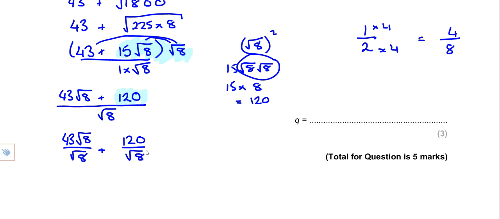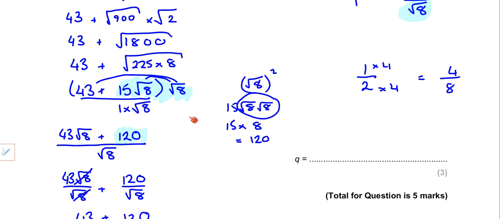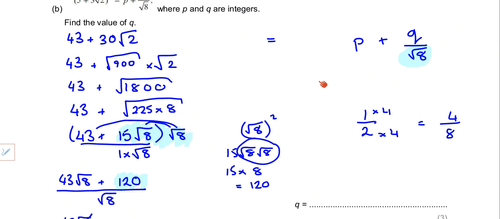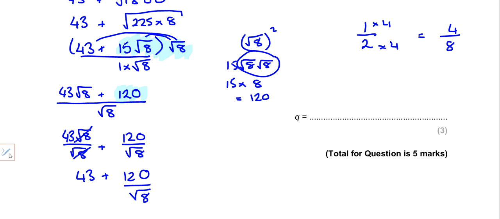That's 100% correct. Good. You know now, yeah? Does anyone else know at this stage? And then you can get rid of the root 8. And so you get 43 plus 120 over 8. It's what you have on the other side, p, like a whole number, plus a fraction. So q equals 120, and p equals 43. Kind of a genius. So that's the p, that's the q from our other side.